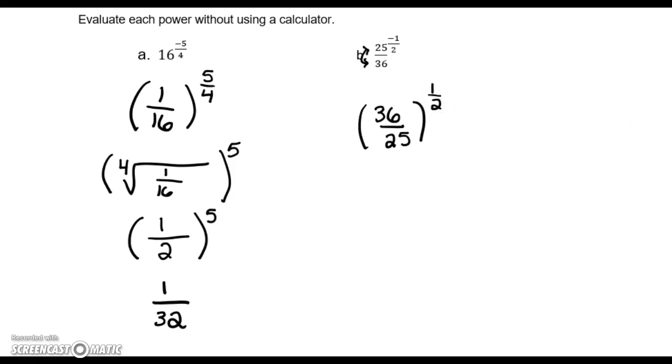So here our numerator is 1, so we only have to work with radicals in this case. And here our index is 2, so we're going to be square rooting that fraction. So we can apply that square root to both the 36 and the 25. So the square root of 36 is 6, and the square root of 25 is 5. So our answer here is 6 over 5.